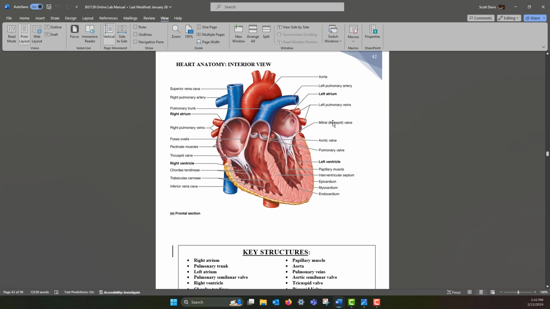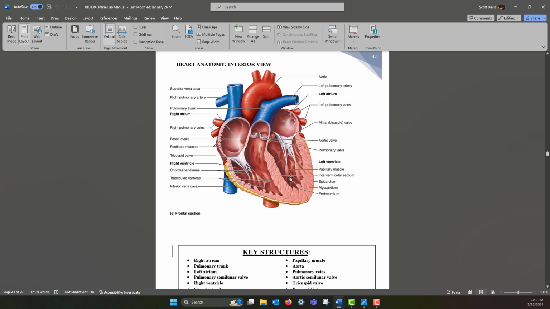So the bicuspid valve, which is also commonly called the mitral valve. So the left atrioventricular valve, the left AV valve, the bicuspid valve, the mitral valve, those are all the same thing, just lots of different names for the same thing. The right AV valve, or the tricuspid valve, the right atrioventricular valve, they're all the same thing.